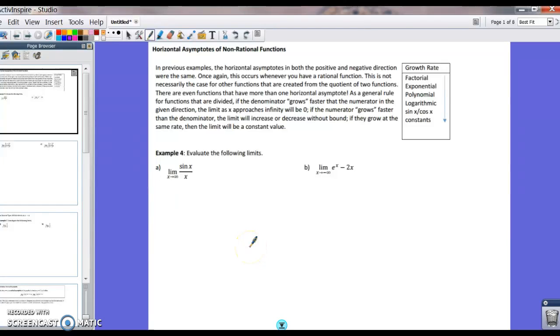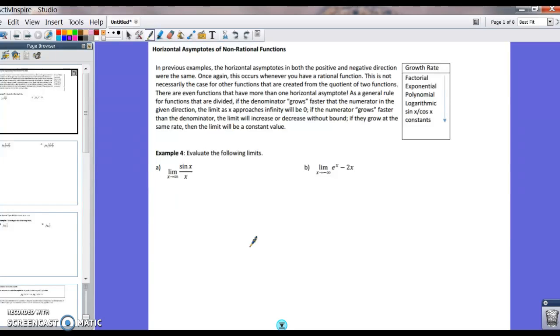Hey everyone, today we're going to talk more about limits and different types of asymptotes, vertical asymptotes and horizontal asymptotes. So in the work we were doing previously, we were talking about limits to infinity as x approaches infinity, and we talked a little bit about horizontal asymptotes, and how both the positive and the negative direction were the same, right? And that happens when you have a rational function.